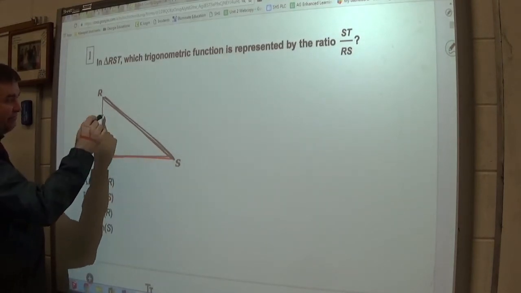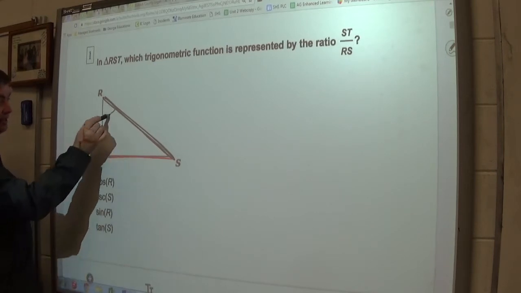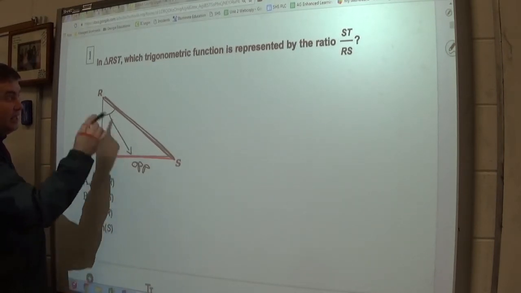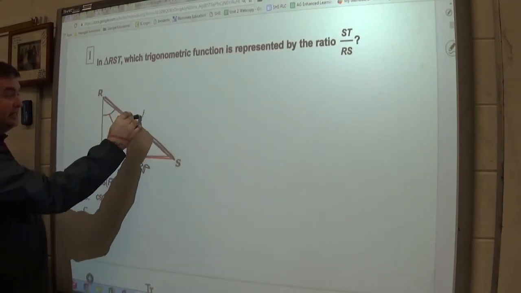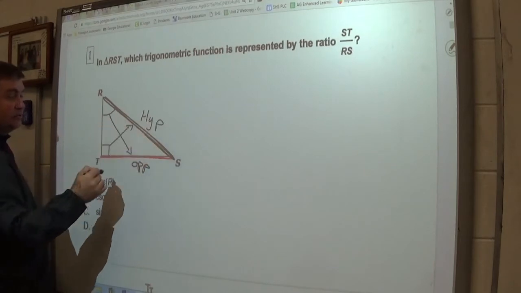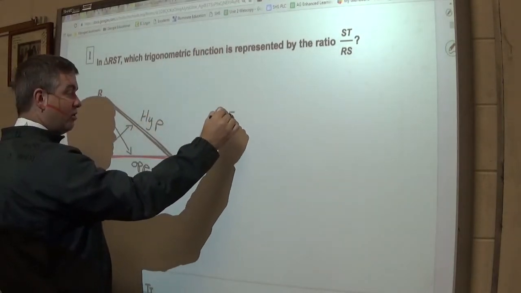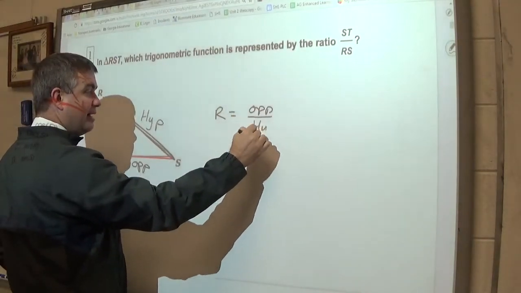So if we just orientate ourselves to angle R, this side here would be the opposite side, and RS here, no matter what angle we're looking at, is the hypotenuse. Okay, so if we talk about angle R, we've got opposite over hypotenuse.